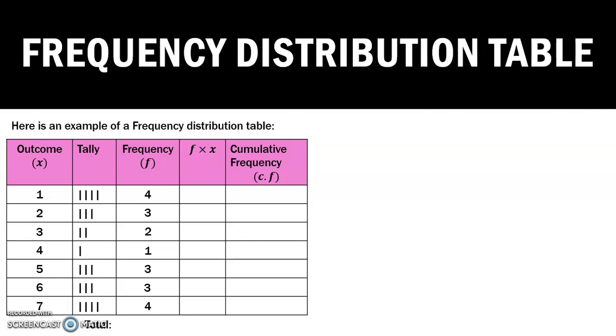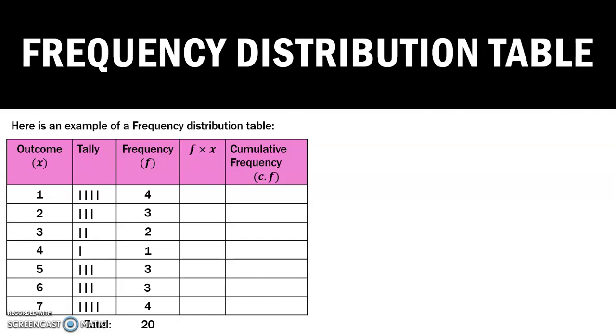What we then do once we have worked out the frequency of each outcome is we add up our frequency column to get our total. So we go 4 plus 3 plus 2 plus 1 plus 3 plus 3 plus 4, and we get our total frequency to be 20. This means that we have 20 scores here.